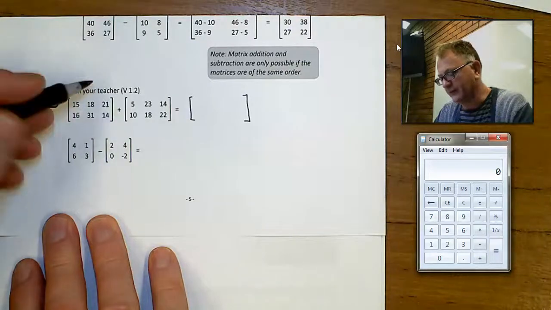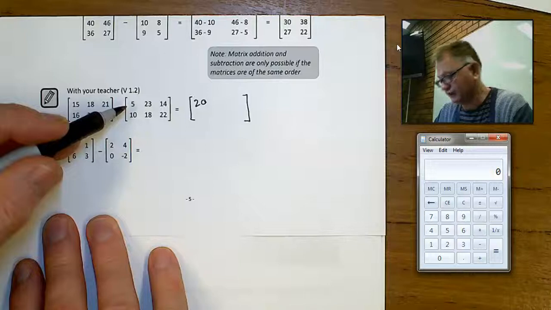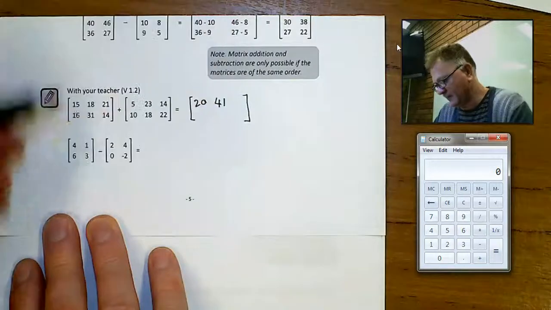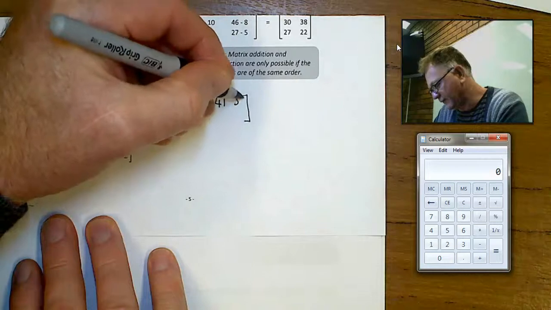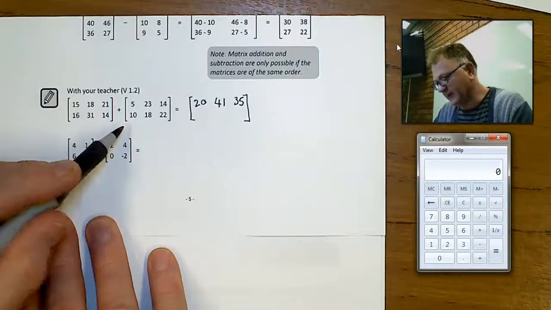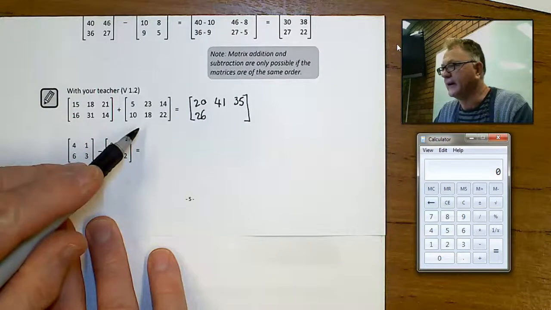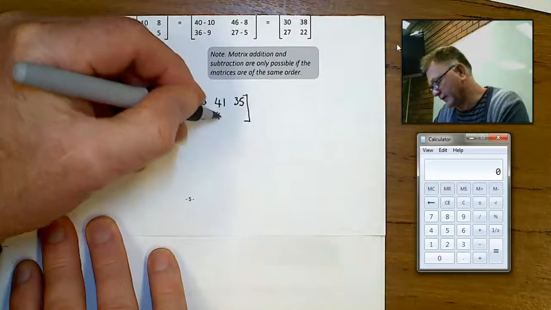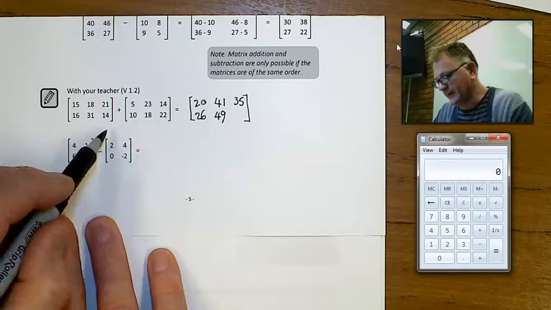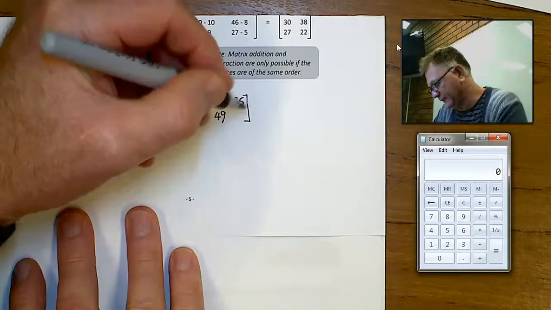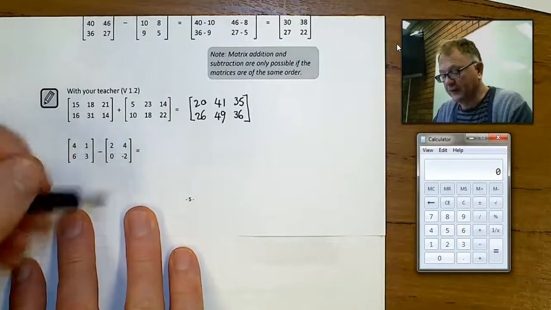So 15 plus 5 is 20. Add together 18 and 23, 41. 21 and 14, 35. 16 and the 10. 31 and 18 is 49. And 14 and 22 is 36. You'd normally just do that in your head like that.